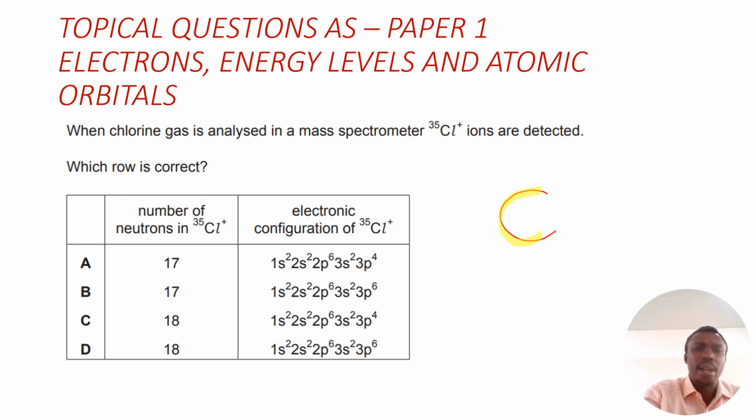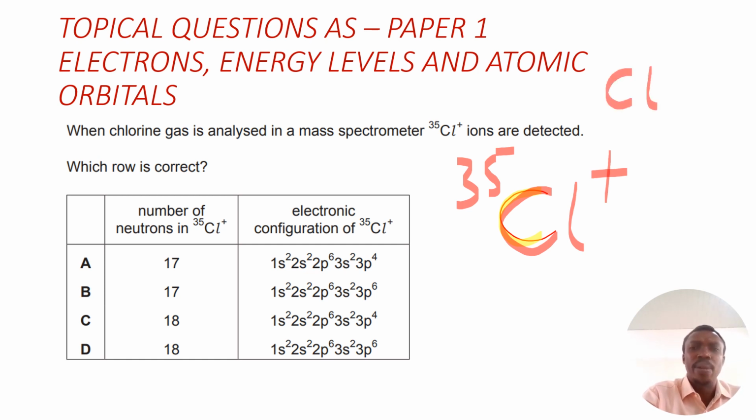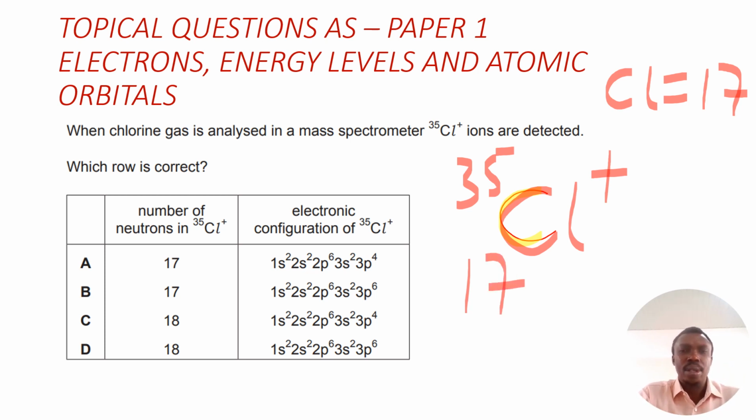Chlorine 35. Positively charged chlorine 35. And the atomic number of chlorine is 17. Remember, atomic number is the number of protons, and the number of protons is equal to the number of electrons for a neutral atom. But this is a charged atom. The atom is positively charged, so the number of protons is not equal to the number of electrons here. So then I ask, which row is correct?